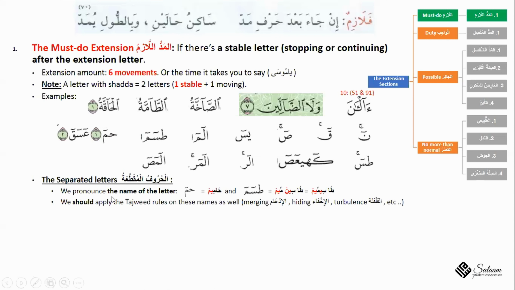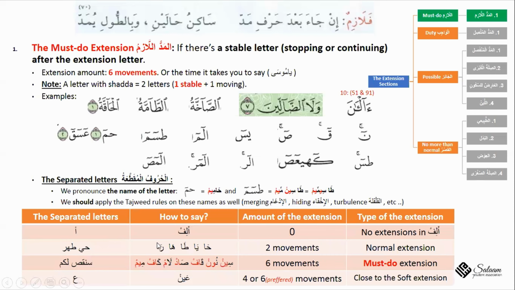So we said we pronounce the name of the letter, not the letter itself. And we said that we should apply the Tajweed rules here: idgham, ikhfa, qalqala. Then comes this table, which is actually the key to all of these separate letters. We have 14 separate letters in the Quran. Some of them need to be extended, some of them need not be extended, and some of them have different extension amounts. So this table is actually making a summary of all the separate letters in the Quran.